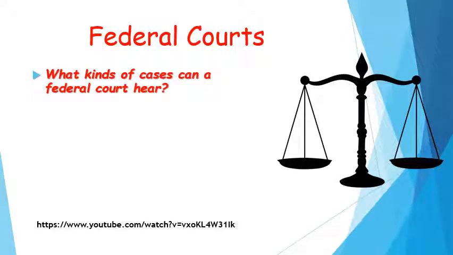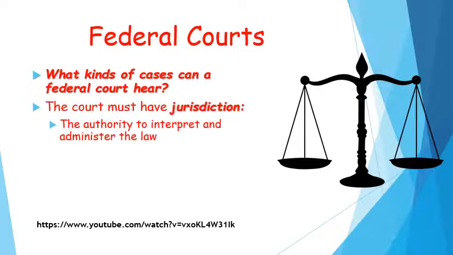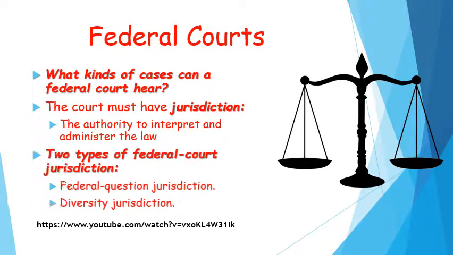So the first thing we want to look at when we look at the federal court system is what kind of cases a federal court can hear. The court has to have jurisdiction, and jurisdiction is just the authority to interpret and administer the law. They have to have the authority to hear a particular case. There are two types of federal court jurisdiction: federal question jurisdiction and diversity jurisdiction. We're going to look at each of these individually.